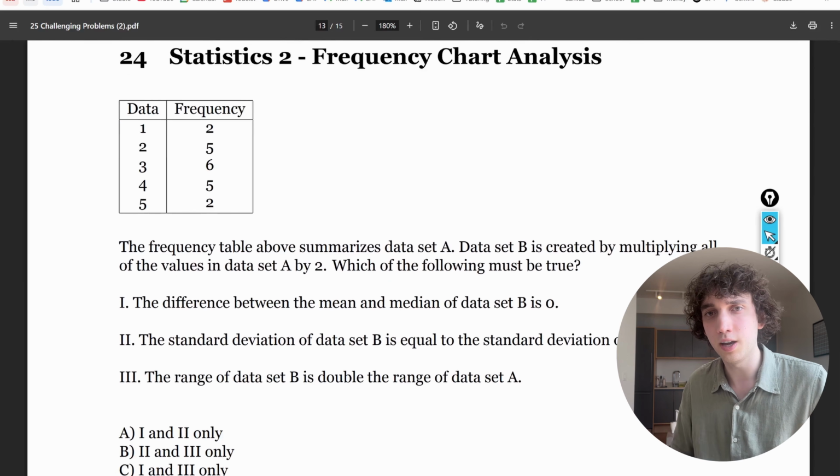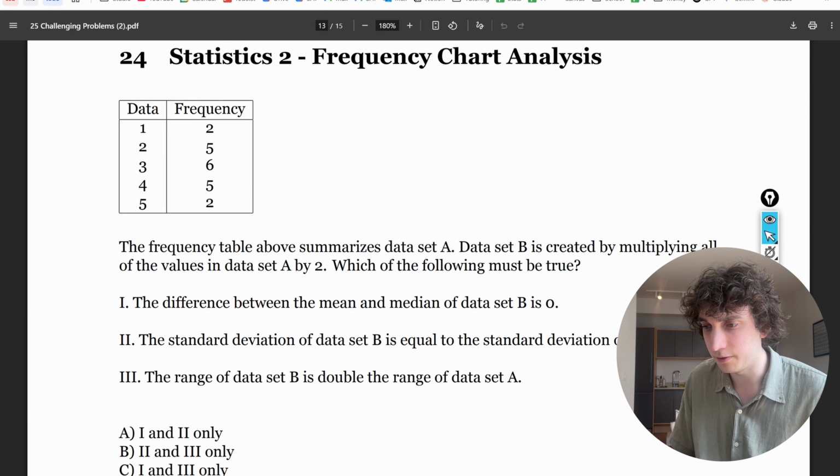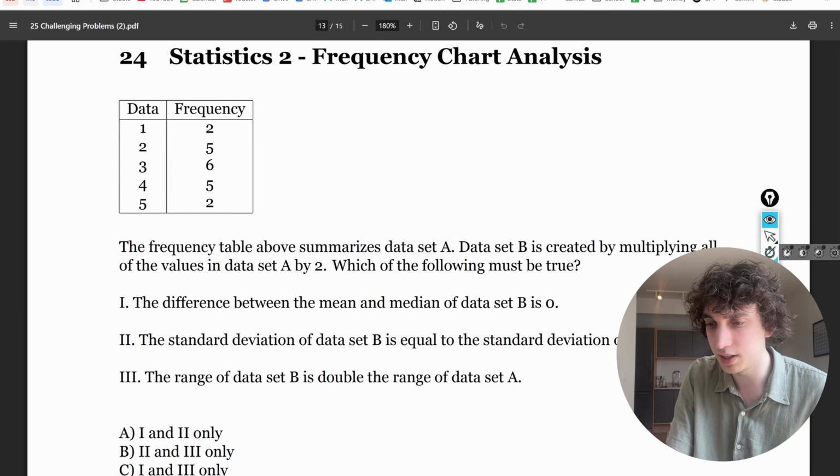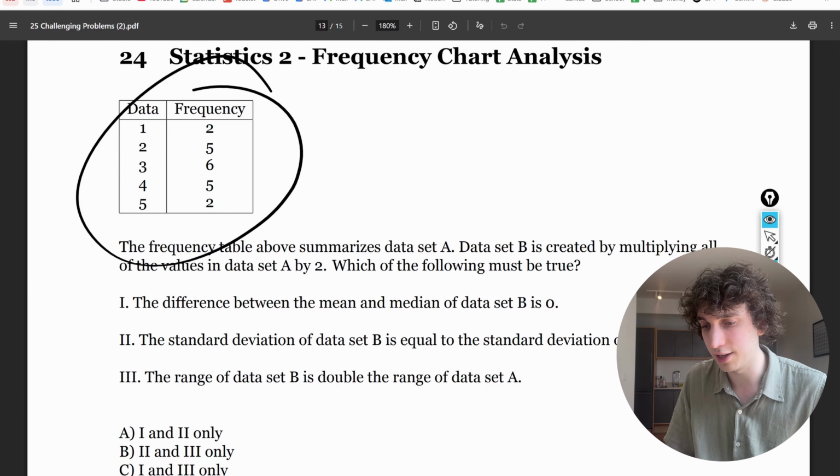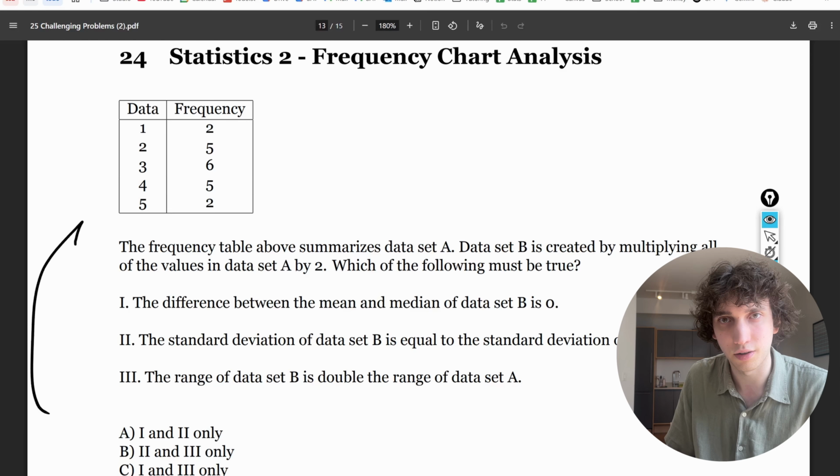And finally, if you haven't jumped out your window yet, number 24, frequency chart analysis. So Desmos loves frequency charts. They also love asking about mean, median, range, and standard deviation. So why not have a question that asks about all 4 of them?